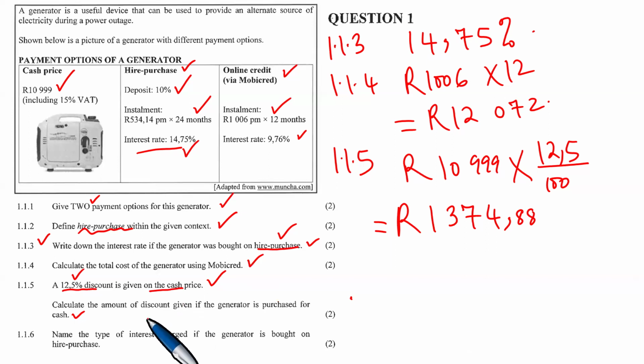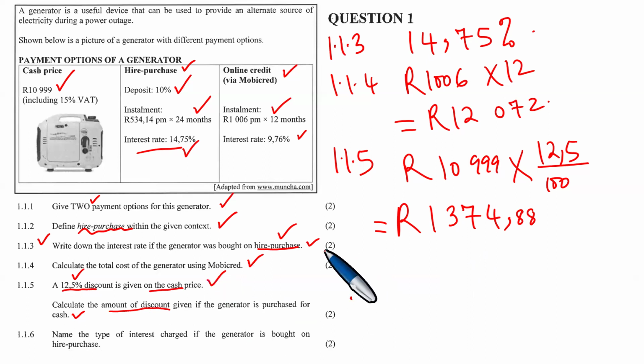So in other words, calculate the amount of discount given if the generator is purchased for cash. If the generator is purchased for cash, then the discount is going to be this one. This is the amount of discount. And what does it mean to speak of the amount of discount? It means that this one is going to be removed from the price, from the 10,999. If something costs 10 rand and the amount of discount is 2 rand, somebody is giving you a 2 rand discount. So you're going to pay 8 rand. You're not going to pay the 2 rand. You get the point. They're going to minus the 2 rand from the payment that you're going to make. Is that clear? Okay. Yes, sir.